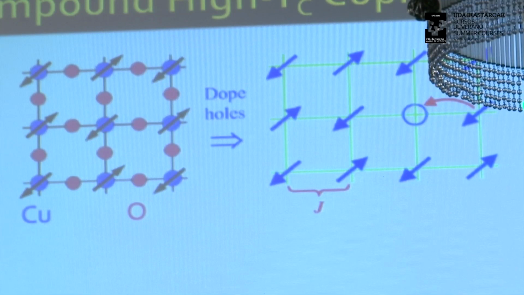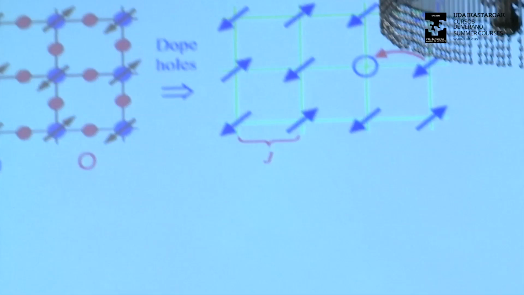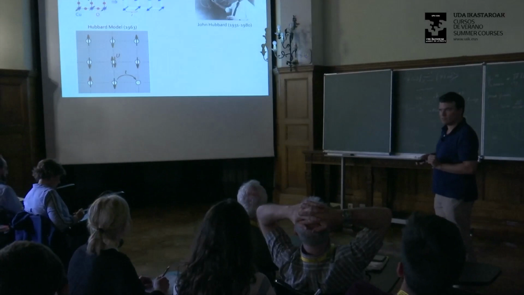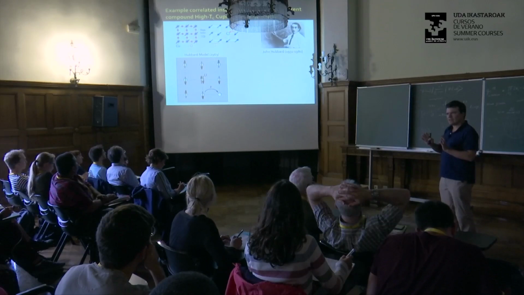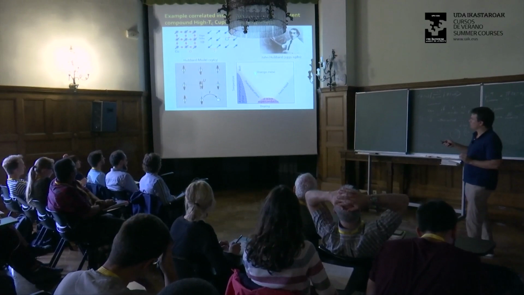And interesting things happen, such as high temperature superconductivity, et cetera. Now, the basic model that is believed to describe the essential physics of cuprate superconductors is this Hubbard model. Despite more than 30, 40 years that this model exists, there is still relatively little understanding about how exactly we go from this model to this phase diagram that I showed before.